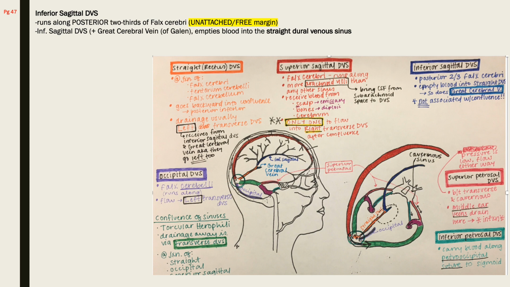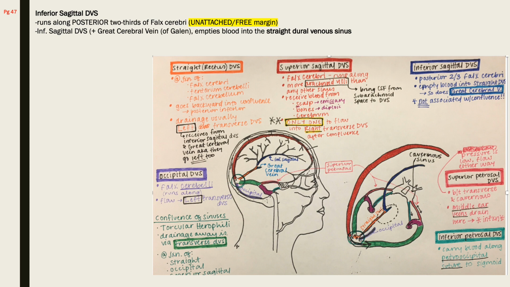And then we have in the book that the inferior sagittal, along with the great cerebral vein of Galen, empty blood into the straight dural venous sinus. So you have to know that, and just reading the sentence in the book, you're like, okay, how am I going to remember this? But if you look at the diagram, it's spelled out right in front of you. You've got the inferior sagittal dural venous sinus in purple, and then you have the great cerebral vein, that little one in light blue.